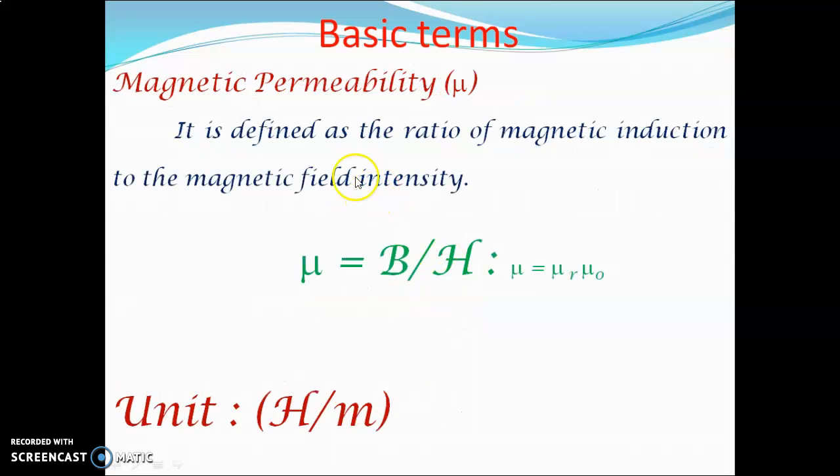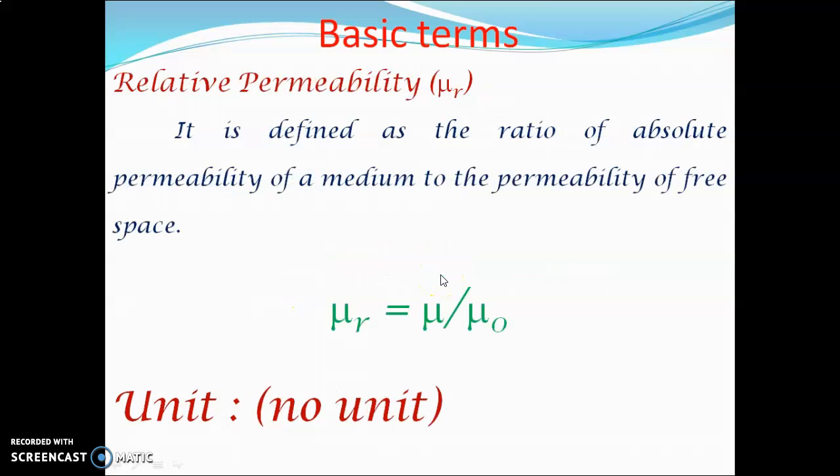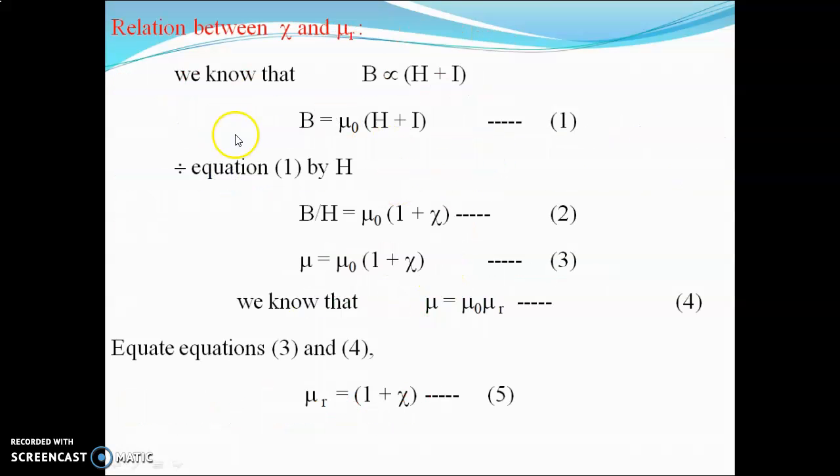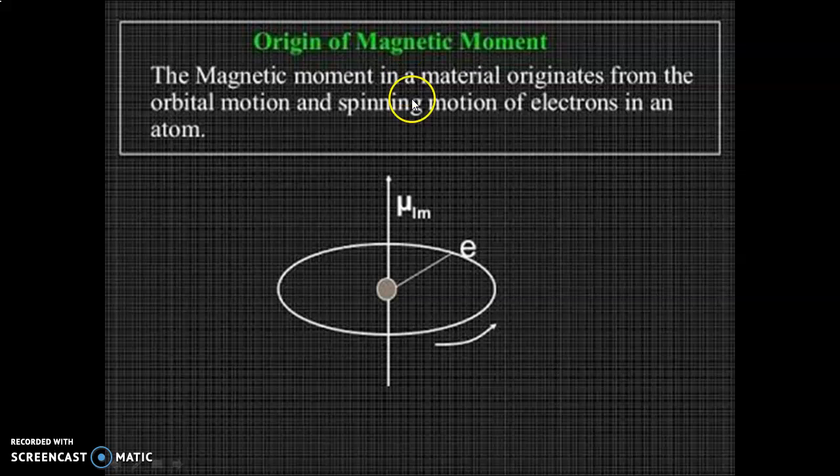And next will be magnetic permeability. It is the ratio of magnetic induction to the magnetic field intensity, that is mu is equal to B divided by H. So this is the relation which gives susceptibility and permeability. The origin of the magnetic moment: it originates from the orbital motion and spin motion of an electron in an atom, which is revolving around the nucleus.